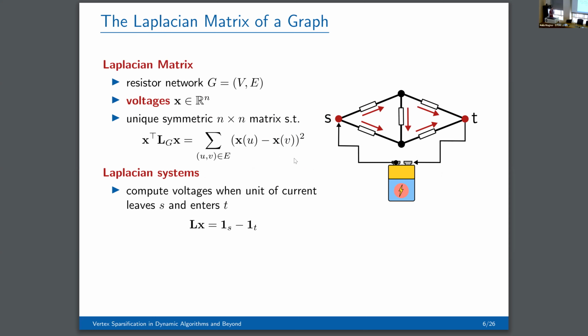Okay, so let me start with the notion of the Laplacian. How many of you have seen the Laplacian before? Oh, well, that's pretty good.